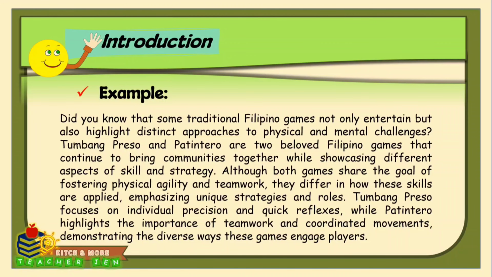of skill and strategy. Although both games share the goal of fostering physical agility and teamwork, they differ in how these skills are applied, emphasizing unique strategies and roles. Tumbang Preso focuses on individual precision and quick reflexes, while Patintero highlights the importance of teamwork and coordinated movements, demonstrating the diverse ways these games engage players.